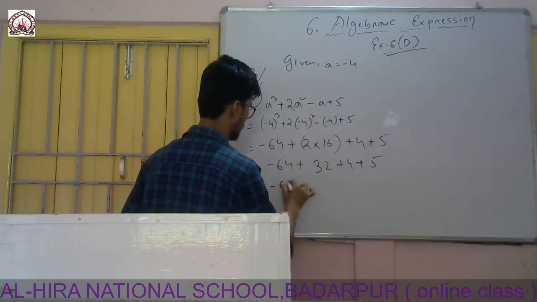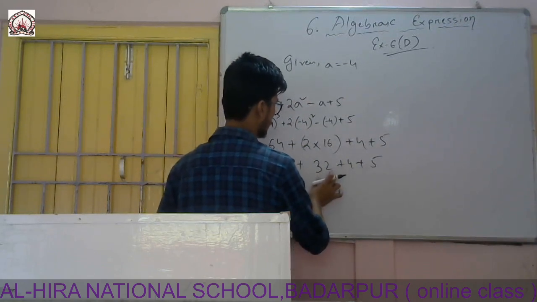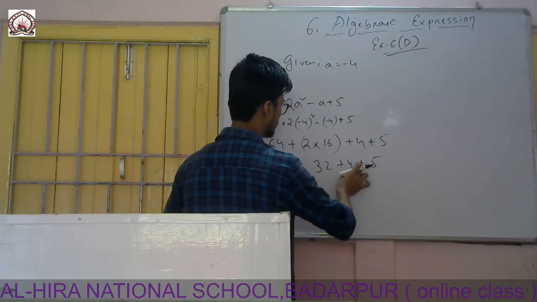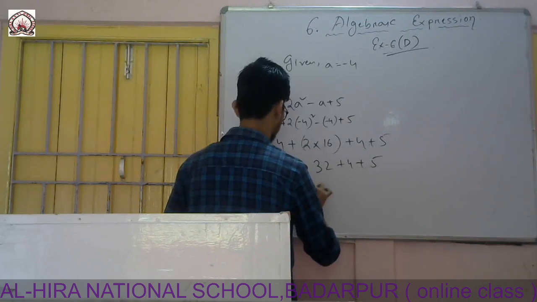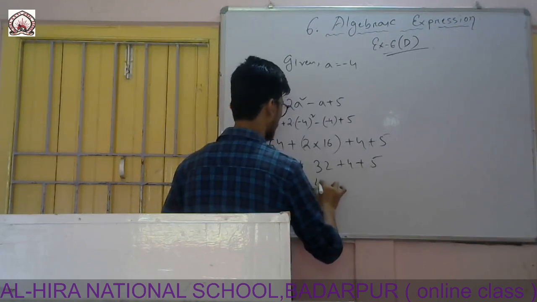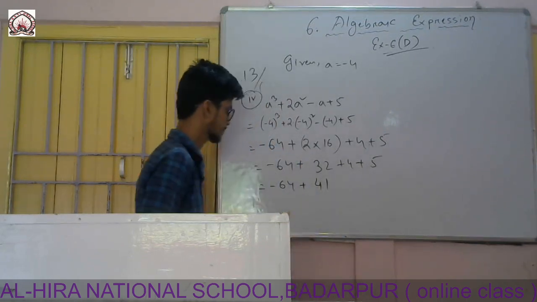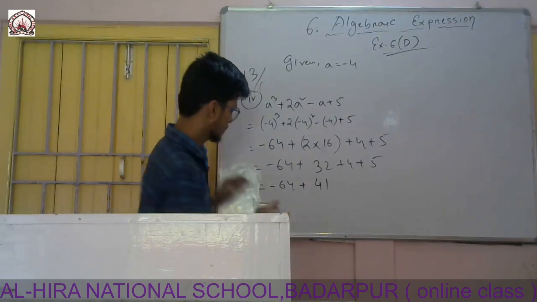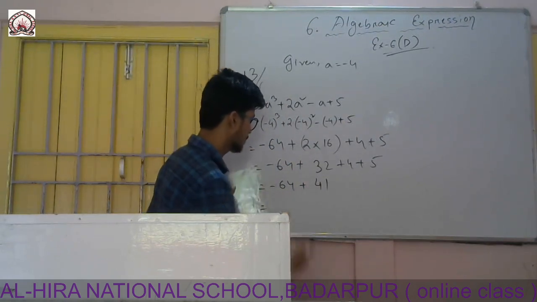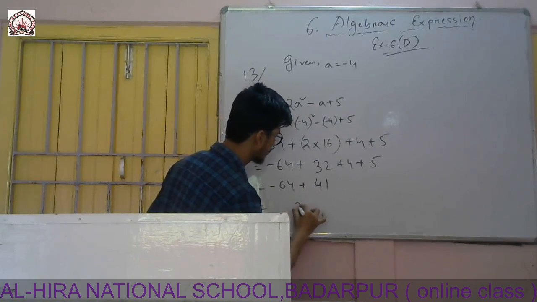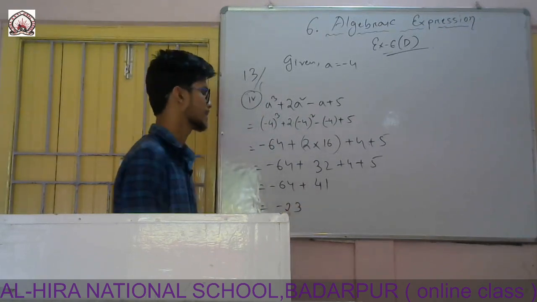So leave this one and let me solve this part. 32 plus 4 is 36, 36 plus 5 is 41. So minus plus it is minus, 4 minus 1 is 3, and 6 minus 4 is 2. So the answer will be minus 23.